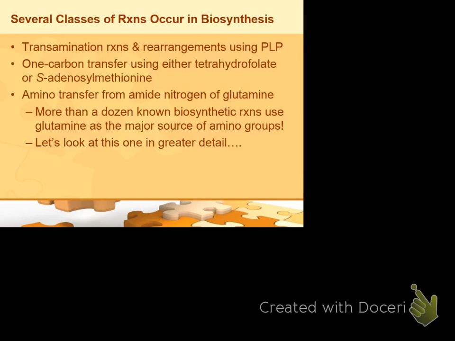All right, another type of reaction that occurs frequently in biosynthesis reactions are one-carbon transfers. So we're talking about methylation in particular. Okay, and so the two cofactors are tetrahydrofolate, which is one of the reasons why you need your folic acid, especially if you're a female. And then S-adenosyl methionine, which what's that one more commonly called?